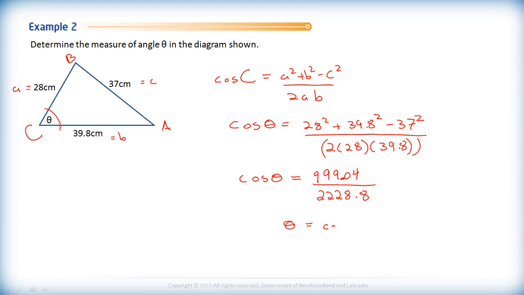To get my angle theta, all I have to do is take the inverse cosine on my calculator of 999.04 divided by 2228.8, and hopefully we'll get an answer. I'm taking inverse cosine, or second function, or shift, or whatever your calculator says. We've got 63.4 degrees, and that sounds like a very reasonable answer for a nice acute triangle.